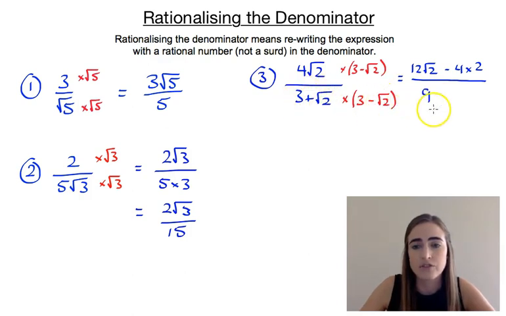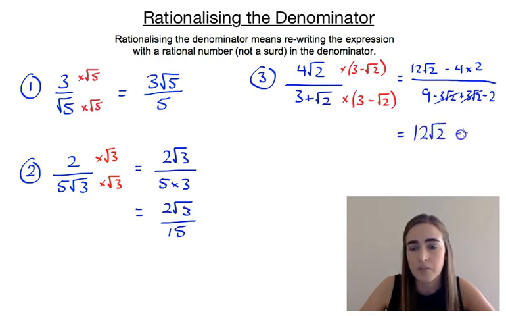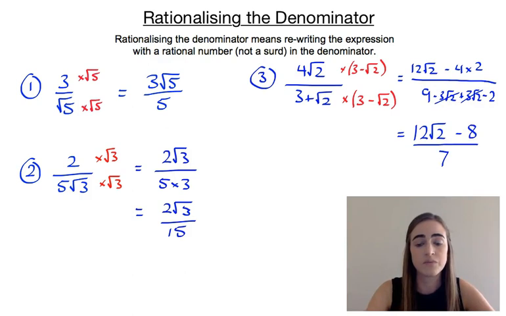3 times minus root 2 would give us minus 3 root 2. The 2 times 3 would give us plus 3 root 2. And then we're going to have 2 times root 2 would give us minus 2 on the bottom. So these two terms are going to cancel each other out. And we're going to end up with 12 root 2 minus 8 over 9 minus 2, which will give us 7. So there's a few examples of how we can rationalise the denominator in an expression.